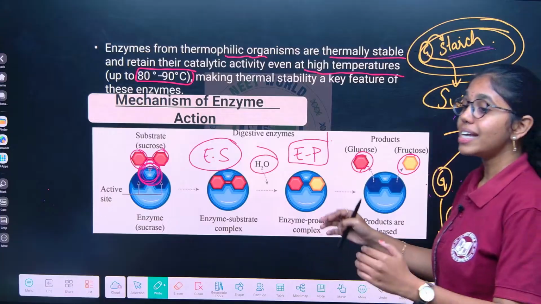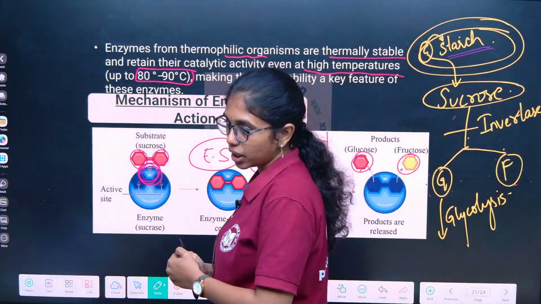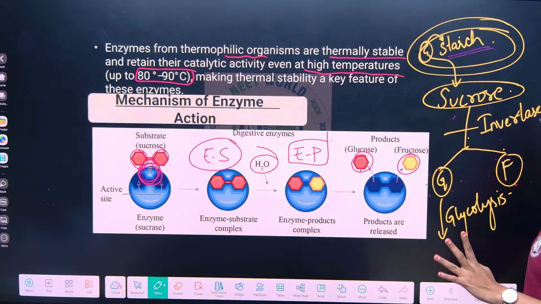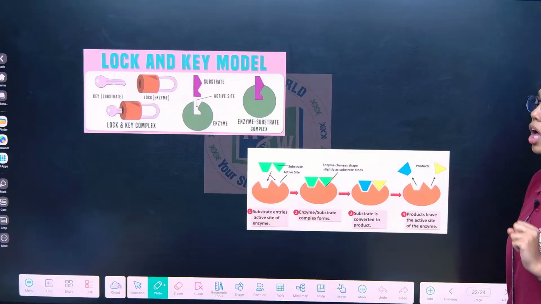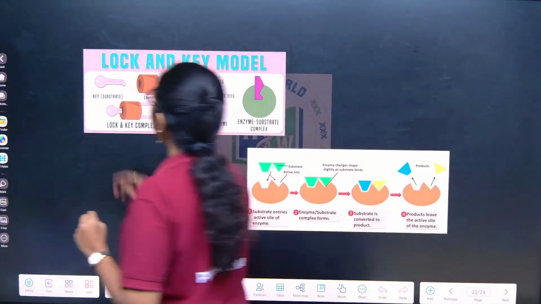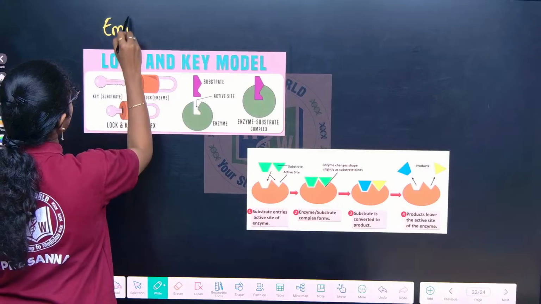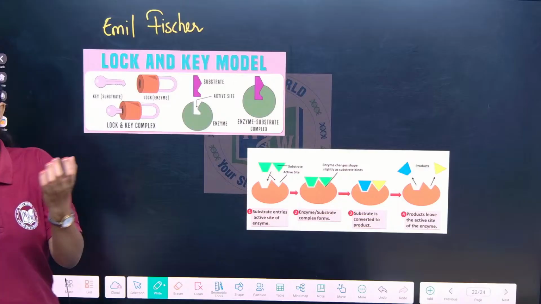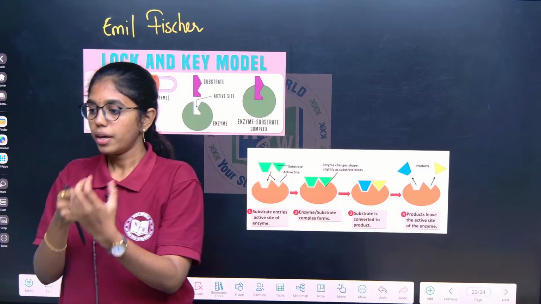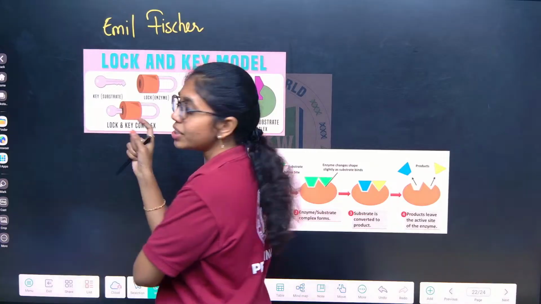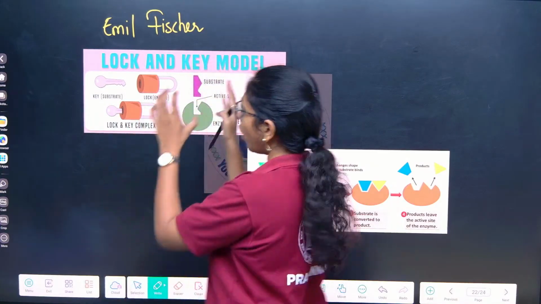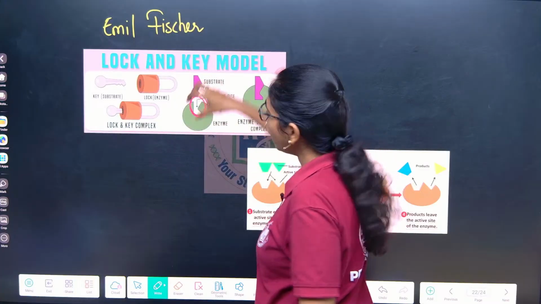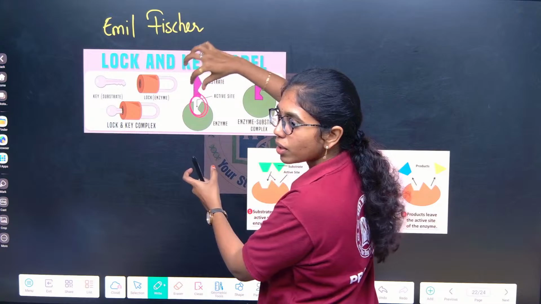Now, to explain how the enzyme and substrate are associated with each other, we need to learn two major models. One is the lock and key hypothesis, proposed by Emil Fischer, wherein we know how a lock is and how a key fits to that. Here the active site of the enzyme is rigid, it is not flexible. According to his explanation, the active site of the enzyme is rigid, and the substrate molecule fits to this active site.